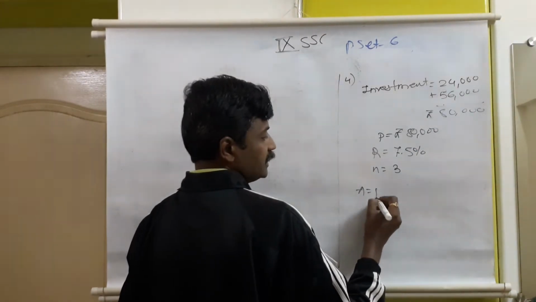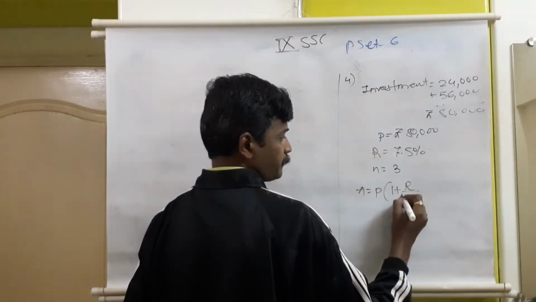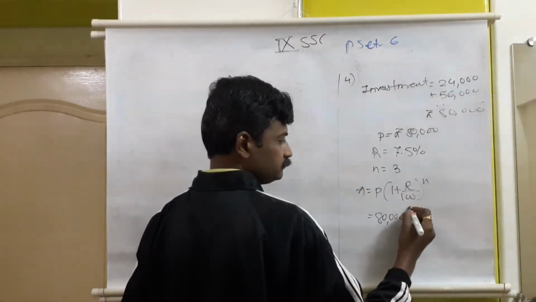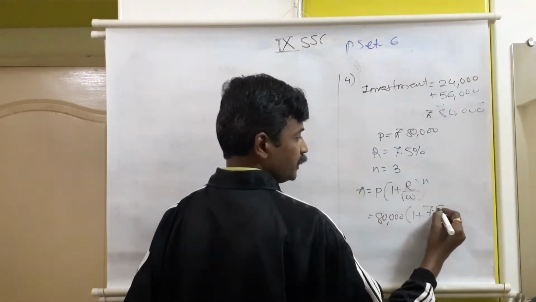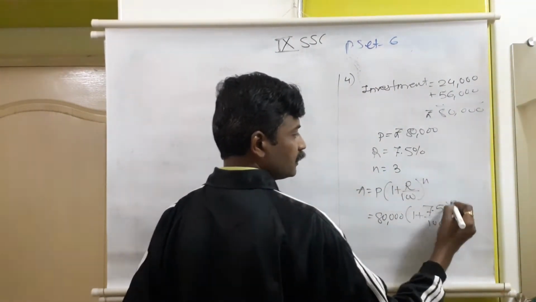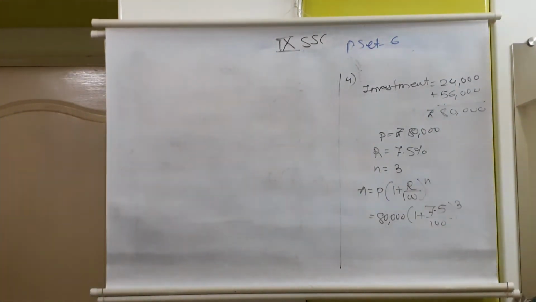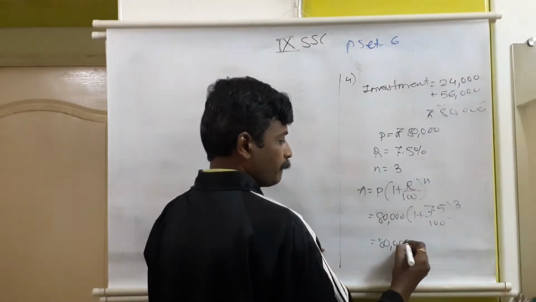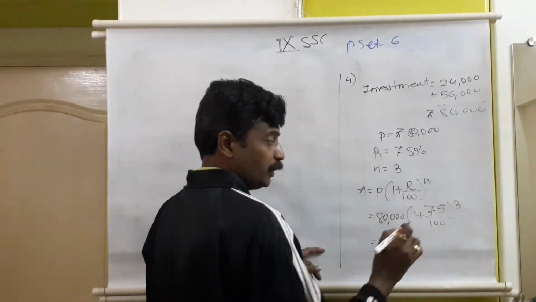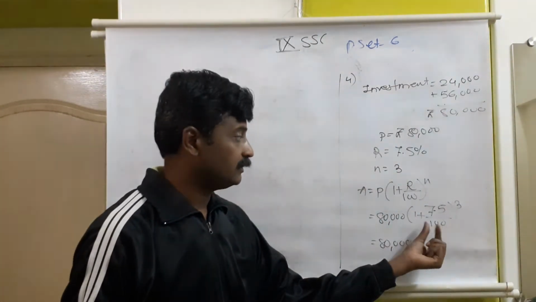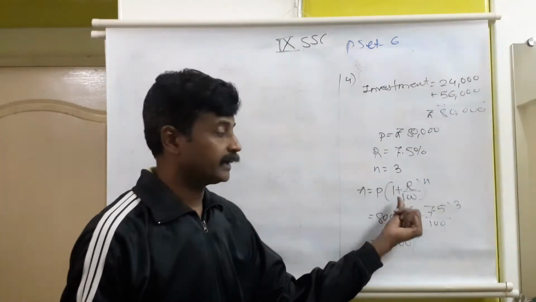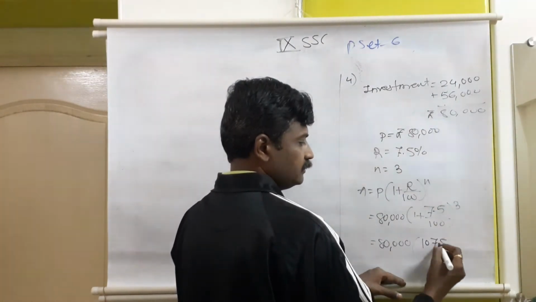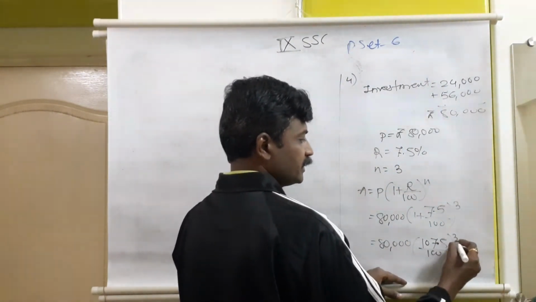The formula is A is equal to P into bracket 1 plus R upon 100 bracket raised to n. Principal amount is 80,000, 1 plus rate of interest 7.5 upon 100, and number of years 3. It will give us the amount in hand after 3 years. So it will be equal to 80,000 into, the denominator of this one is 1. Different denominators, so cross multiplication. So 100 into 1, 100 plus 7.5, it will be 107.5. 107.5 divided by 100 raised to 3.